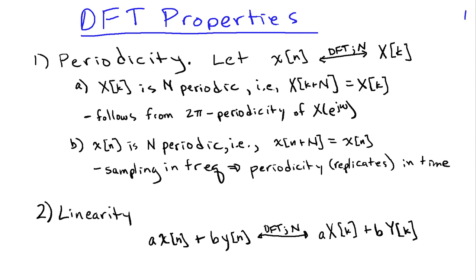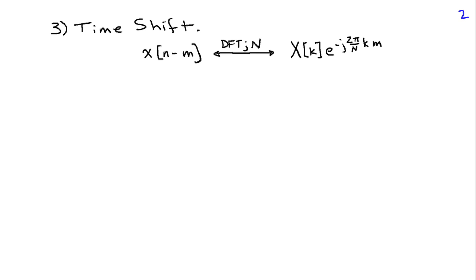Of course, the DFT is also linear, as with all the other Fourier representations. In particular, if I have a weighted combination of two time signals, a x of n plus b y of n, that's going to transform to a times the DFT of x, X of k, plus b times the DFT of y, Y of k.